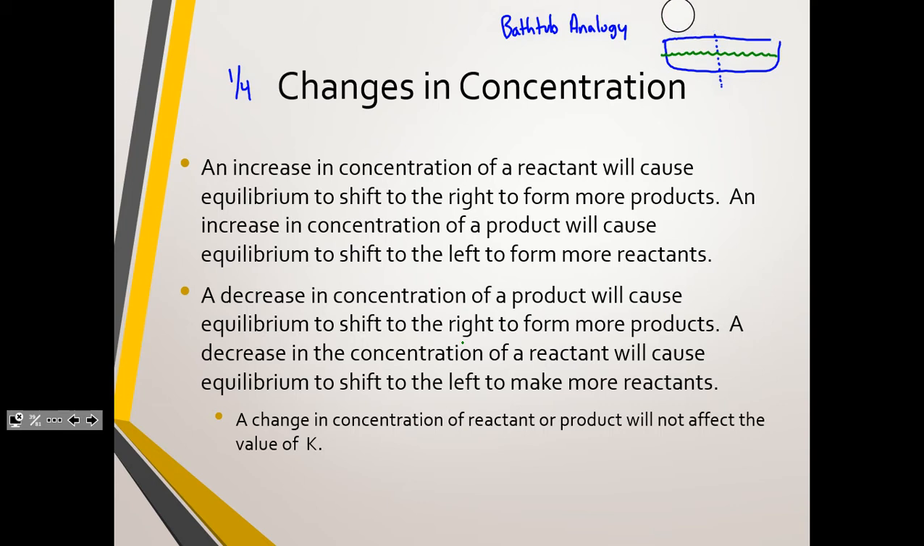On the other hand, if we add more concentration, more water, to the left side of the bathtub, we will shift the water level to the right to reestablish equilibrium. The same thing can be said if we create holes on either side. If we create a hole and scoop out water on the left side, equilibrium will have to shift to the left to compensate for the water level. If we decrease the concentration of the products, equilibrium will have to shift right to compensate for the decrease.